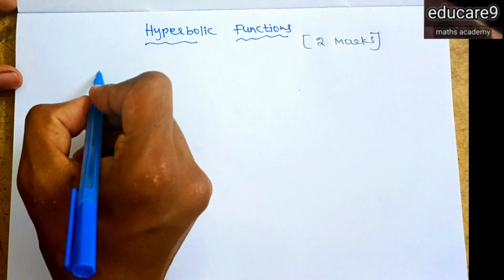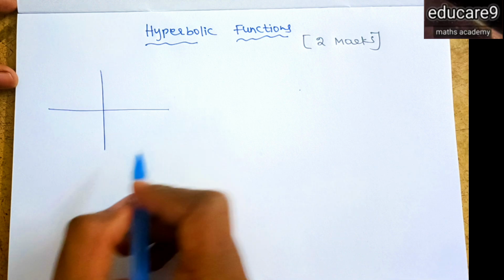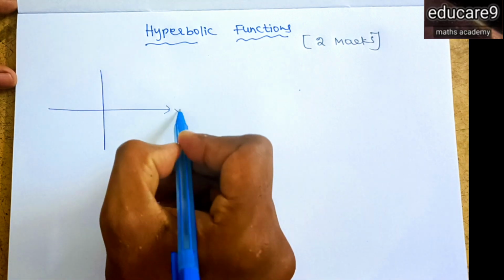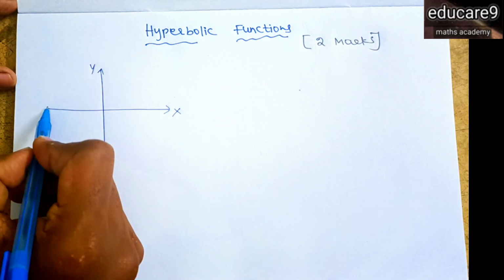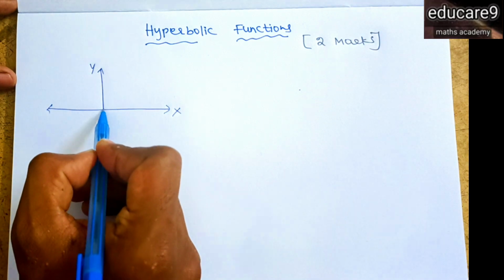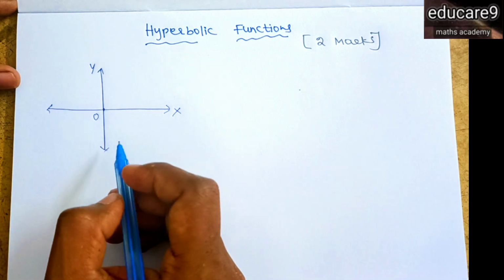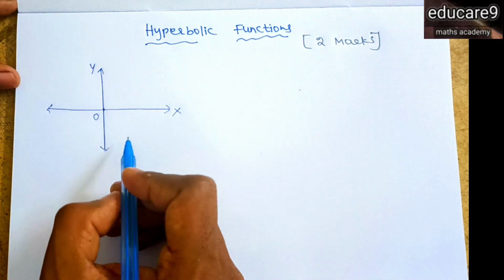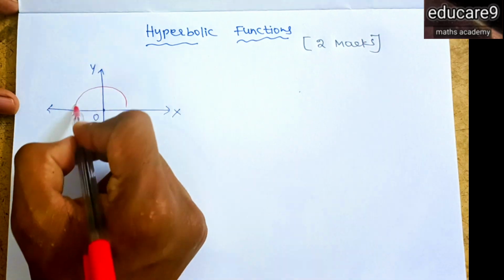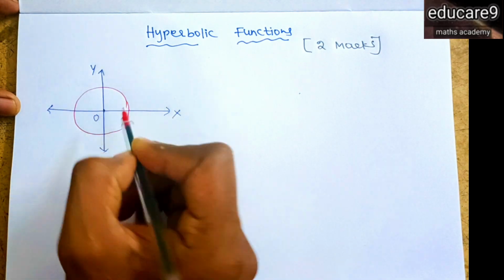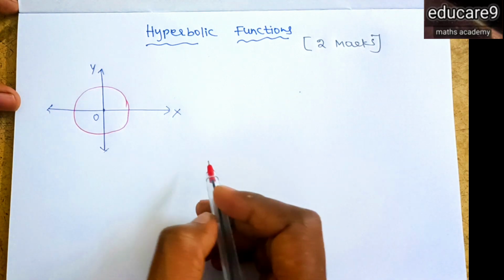So here we can consider the coordinate axis. You know that coordinate axis means both the x and y axes, and the point of intersection of the axes is the origin. Here we can consider any unit circle. This is the unit circle. A unit circle means any circle having radius 1.